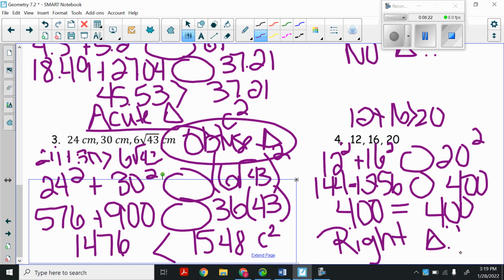And on this one, this is actually a triple. If I had recognized this as a triple at the beginning, right off the bat, then I could have said, hey, it's a triple, therefore it's a right triangle. So that takes care of section 7.2, the converse of the Pythagorean theorem.